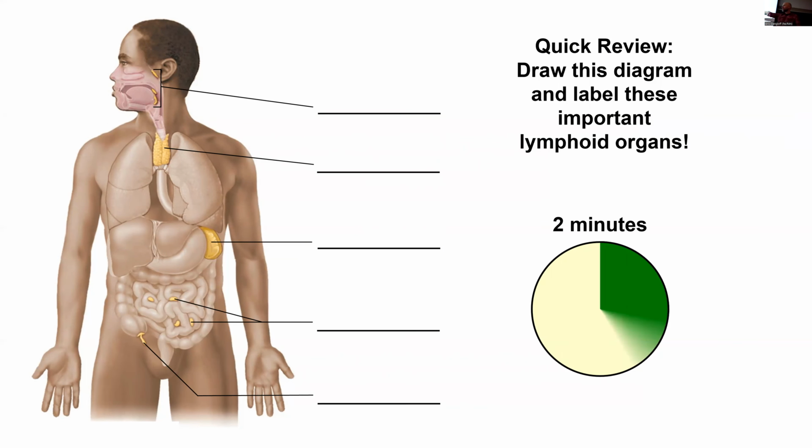And don't worry about tons of anatomical detail here. Obviously, what's important though, is you're recognizing the general area in the body where these structures reside. You don't have to draw detailed folds of the small intestine or anything, but just make sure you know generally where these parts are.